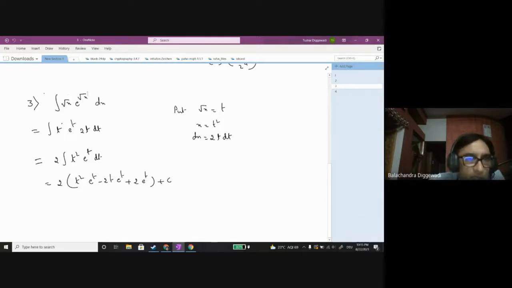This example can be solved by using the substitution method. So substitution: root x is equal to t, you can take anything other than x, I have taken t. Squaring on both sides, x goes to t square. We needed root x equal to t, I have got that, and this is also t. But what is dx? You will get it by differentiation, you will get 2t into dt.